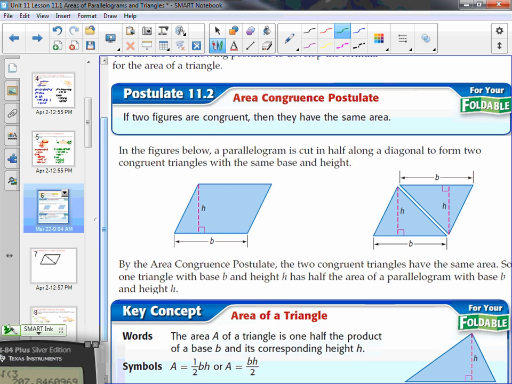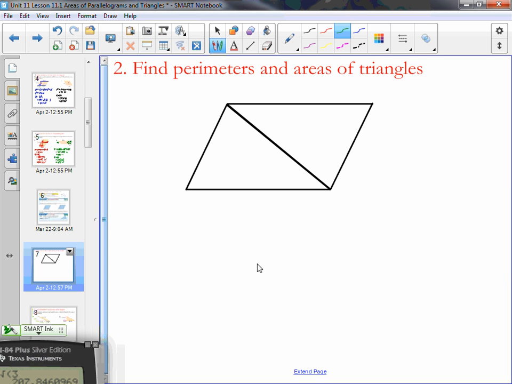Now let's take a look at this postulate. If two figures are congruent, then they have the same area. Well, it's a good thing that's a postulate, because didn't you just kind of assume that already? If they're the exact same size and shape, then they will enclose the exact same amount of area. All right? Now, we're going to use that fact right here.